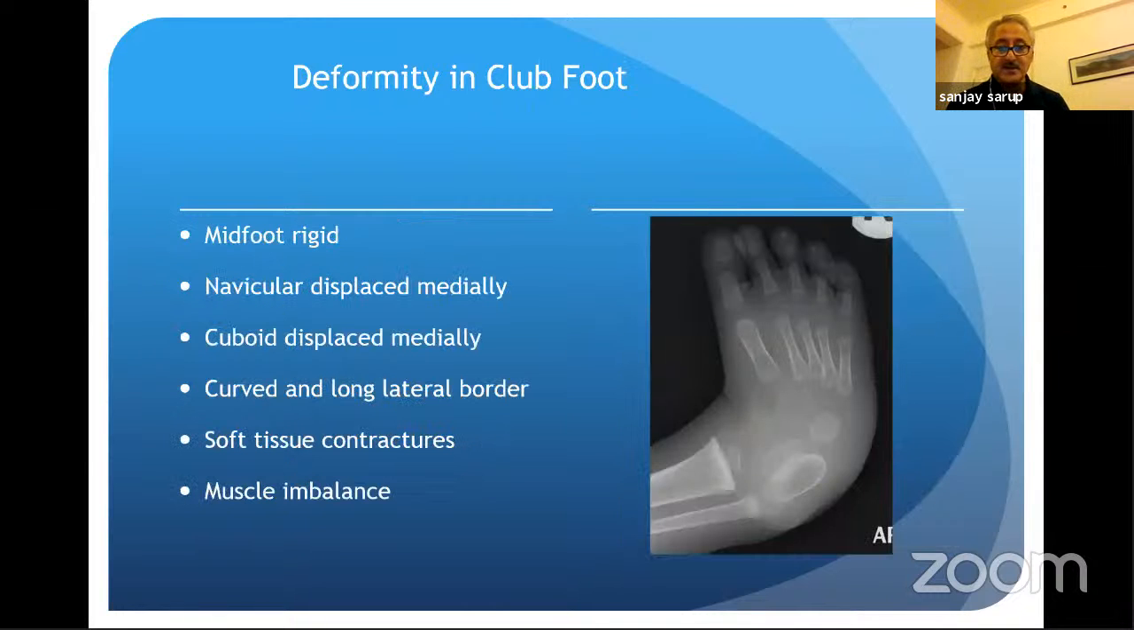Now, the midfoot is a rigid deformity. The navicular is usually displaced medially. In this X-ray, it is not ossified, so you can't see it. Cuboid is also displaced medially. There is a curved and a long lateral border, and there are soft tissue contractures, and most importantly, there is a muscle imbalance, which we don't much talk about.